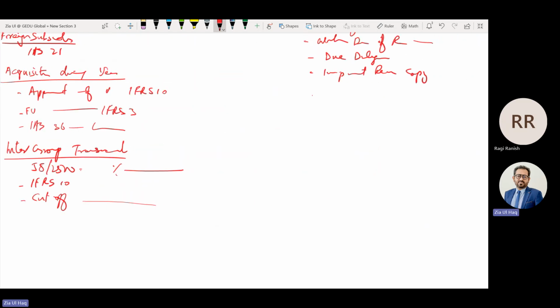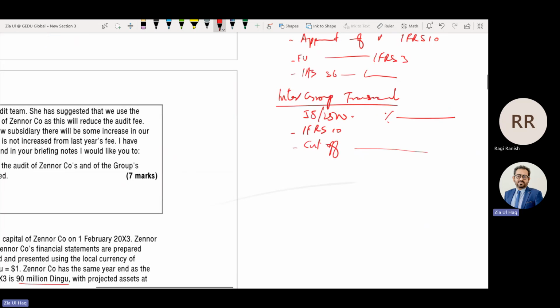GDN's/GRN's copy of intergroup transaction, which will be able to identify where sale and purchase should be recorded, and what the profit part included in that is. Okay, moving forward.